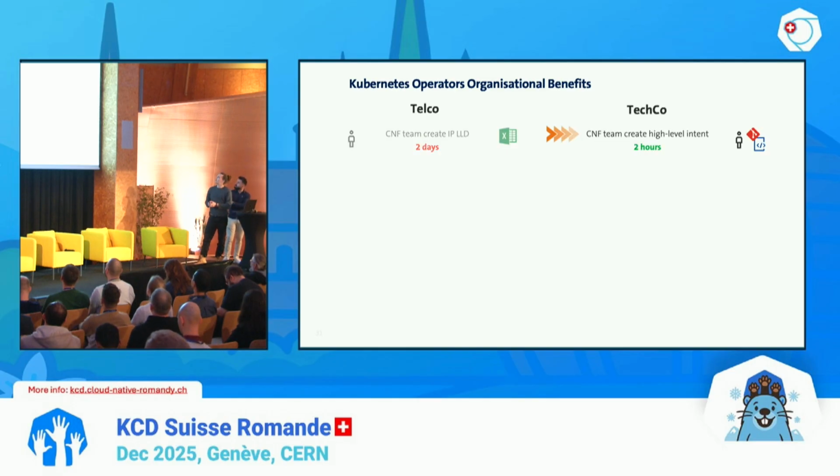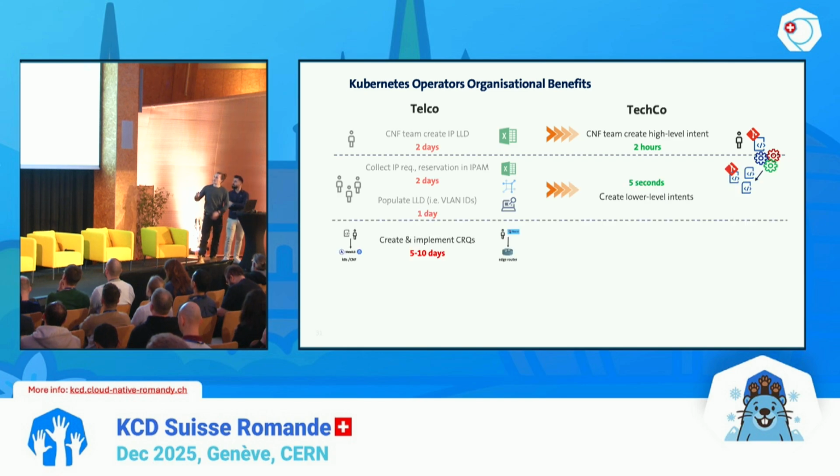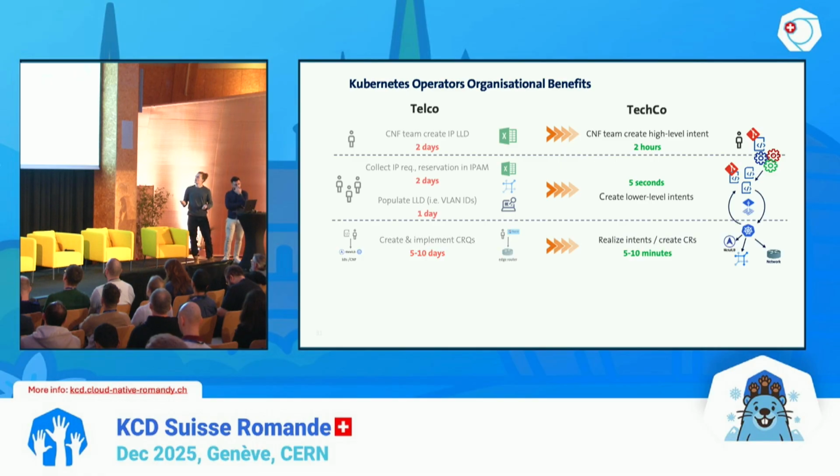Now, let's say we estimate it takes 2 hours to create those high-level intents. The next step was to do the reservations. This also took days, and now you saw it's a matter of seconds. Then, of course, it's configuring the routers, do the change requests. This is now also automated. This is a matter of minutes.